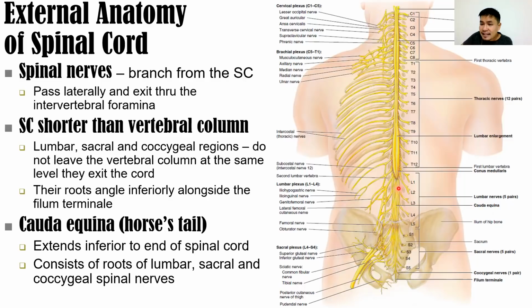That's why they form like parang horse tail na dito. Parang horse tail na yung position ng mga spinal nerves natin. So that's what we call your cauda equina. This one here, cauda equina, corresponds to looking like a horse's tail. It extends inferiorly to the end of the spinal cord and consists of roots of lumbar, sacral, and coccygeal spinal nerves, kasi pababa na sila. So L1 to L5 exit through the intervertebral foramen, while your sacral spinal nerves exit through their corresponding sacral foramen, located in your sacrum. Yung mga foramen natin dyan, S1, S2, S3, S4. Lalabas dyan yung spinal nerves natin.